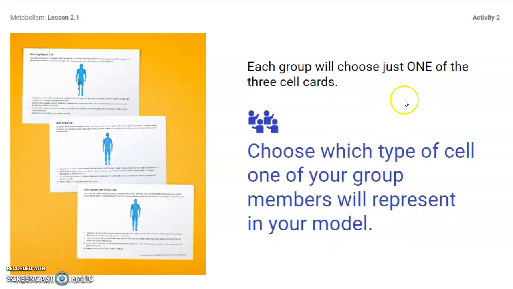So each group is going to choose just one of the 3 cell cards that they received and choose the type of cell that you are going to represent in your model. And you can put the other 2 cards to the side.